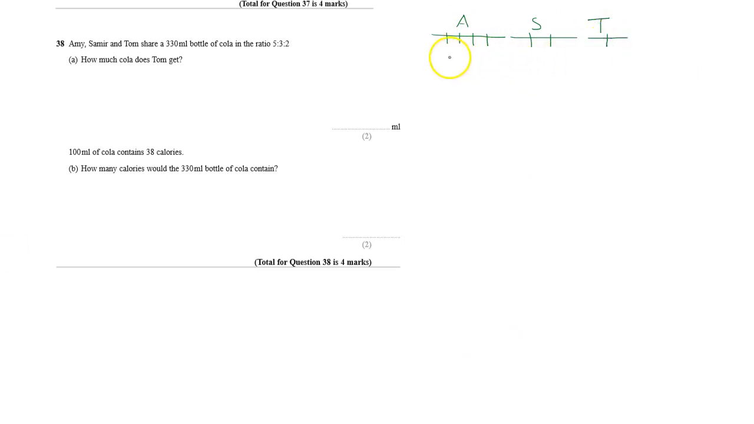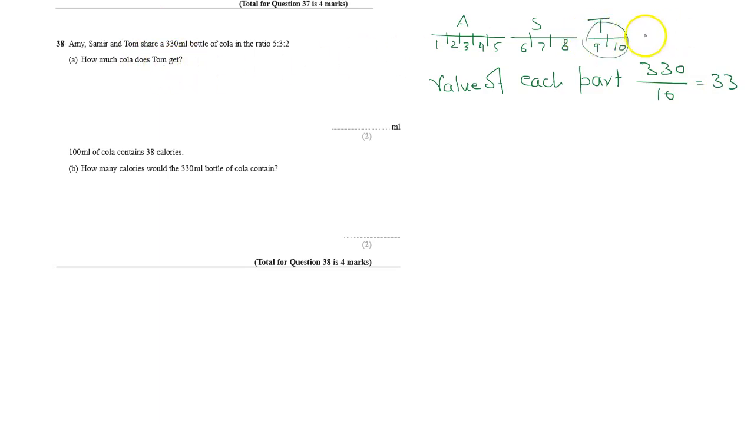Tom is having 2 parts. So total it is 1, 2, 3, 4, 5, 6, 7, 8, 9, 10. These are 10 parts. So the value of each part, we have to divide 330 into 10 parts. So value of each is 33. How much Tom gets? Tom gets 2 parts. So 1 part is 33, 2 parts will be 33 multiplied by 2. So that is 66 ml.